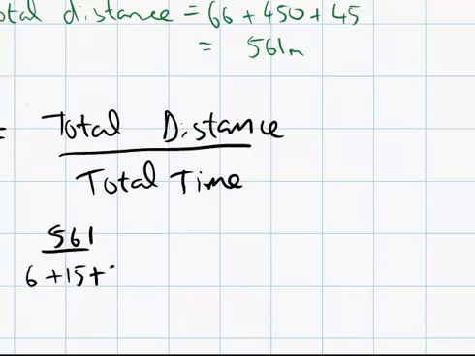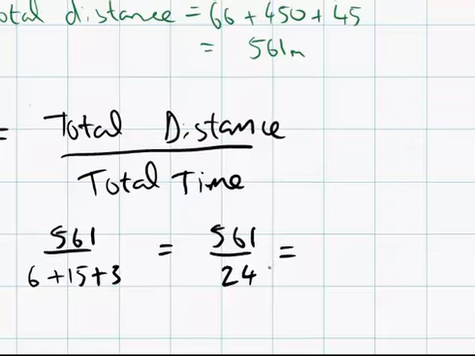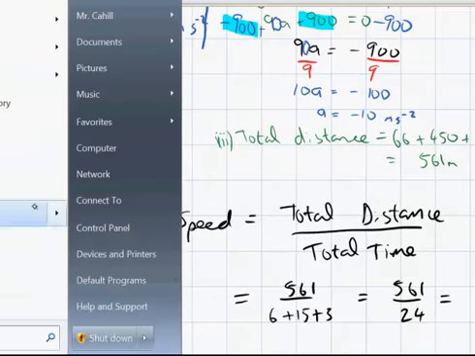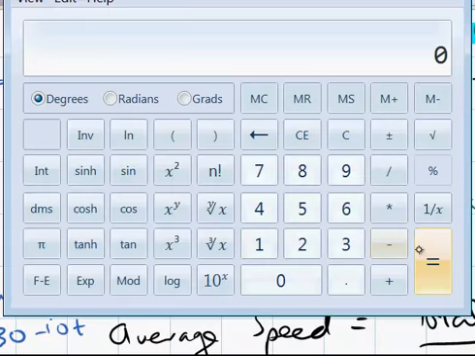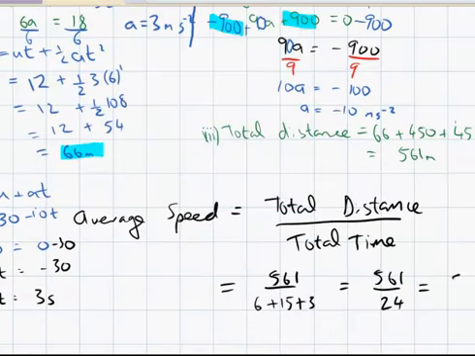So, plus 3 there, and now we have 561 divided by 6 plus 3 plus 15, which is 24. I'm just getting my calculator out for that. 561 divided by 24 is equal to roughly 23.4 meters per second.